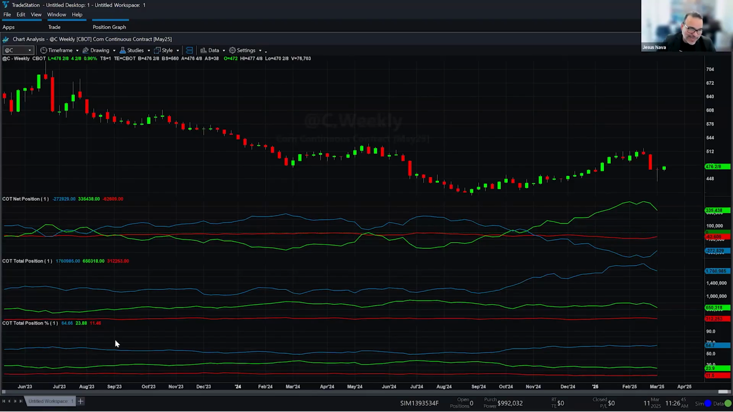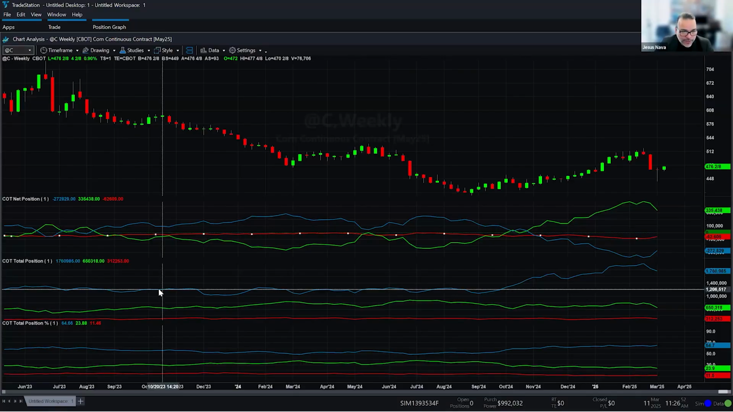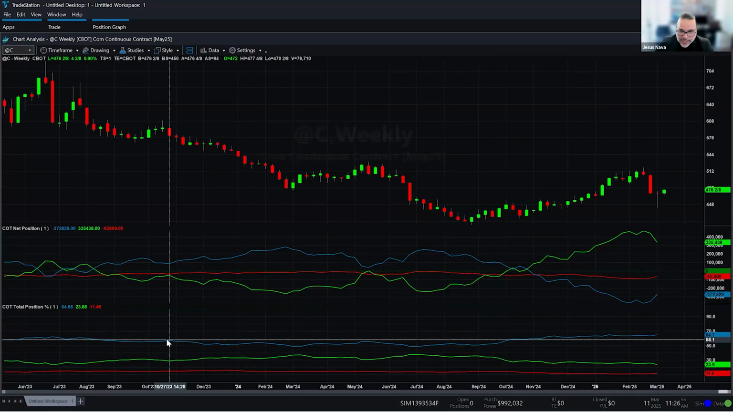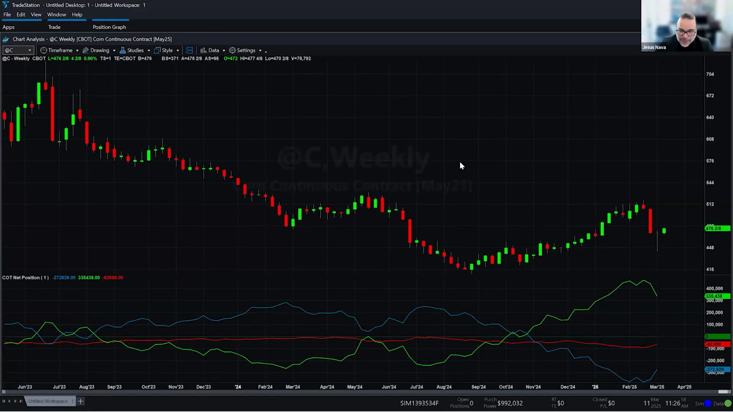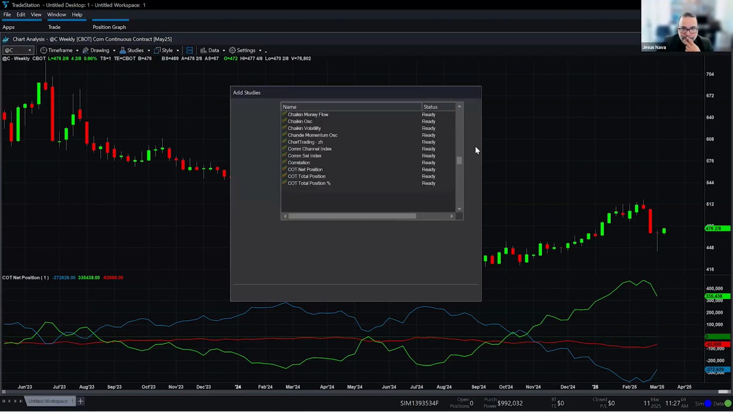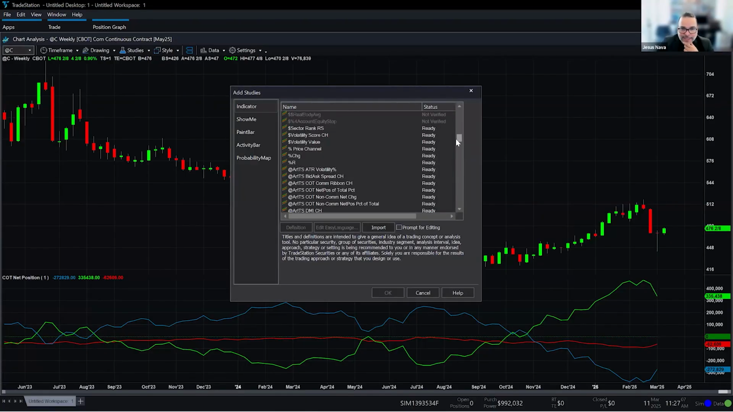Let me go in and show you those indicators. I'm going to remove total position and total position percent. I'm just going to leave the net position for now. I'm going to go to studies and click on add studies. The studies that I provided with the zip folder start with MC COT right here. So I want to take a look at non-commercial net change and see what it looks like.